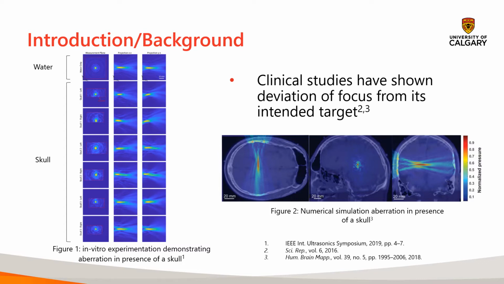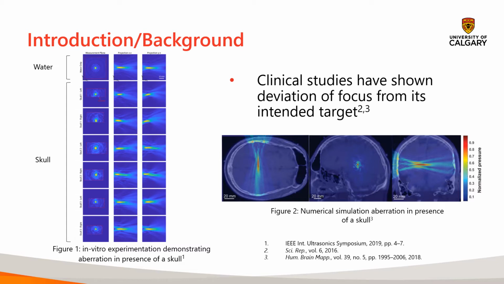Numerical simulations on ultrasound propagation by the Lagon group show multiple lobes and significant distortions present in the skull, as shown in Figure 3. Clinical studies targeting the visual cortex show deviations from the intended target.